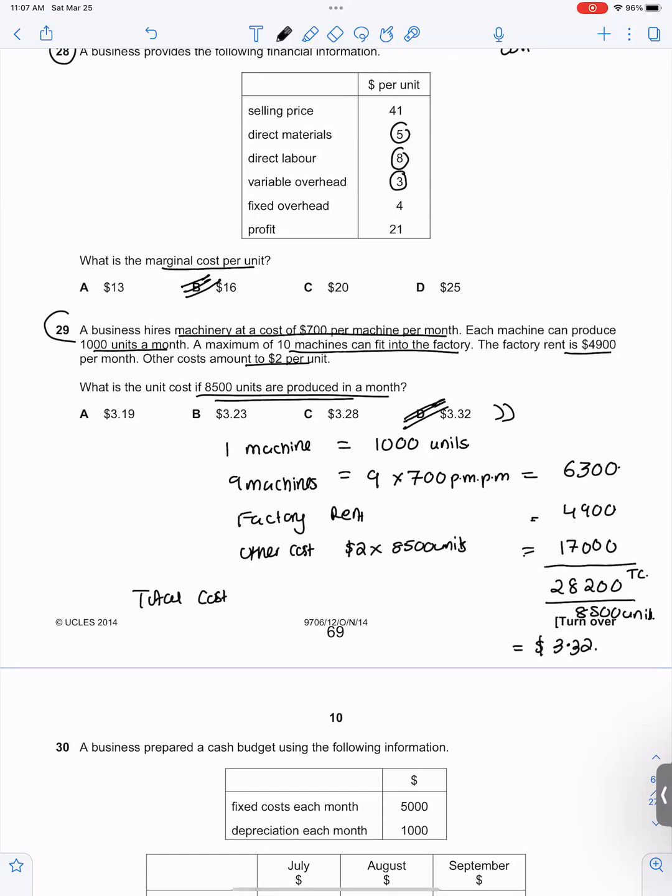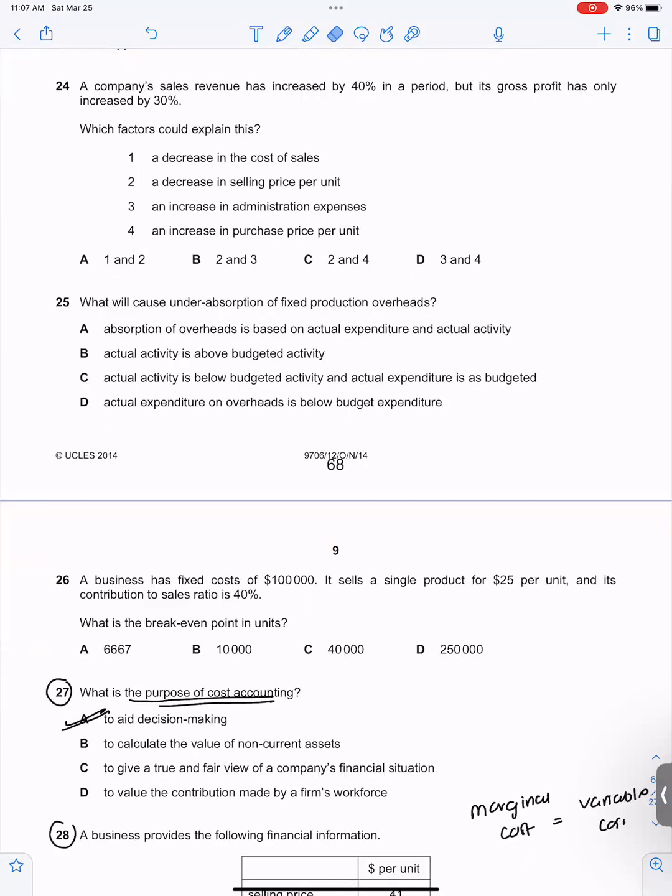Okay. Now which one? Can you tell me this one? So question 24. Question 25. What causes under absorption of fixed production overheads? So under absorption is when budgeted is less and actual is more, right?